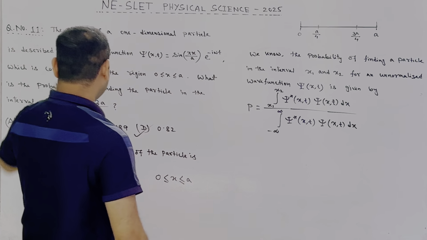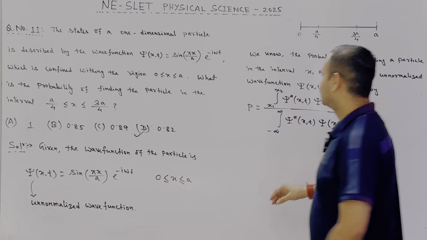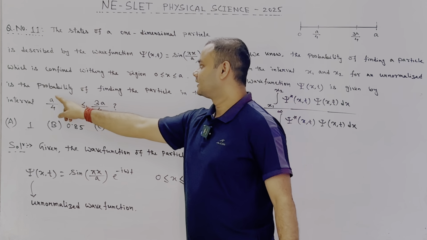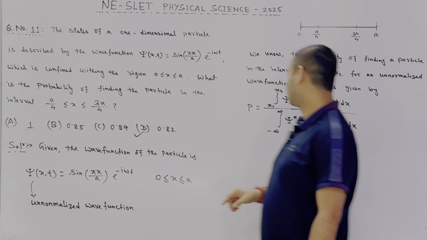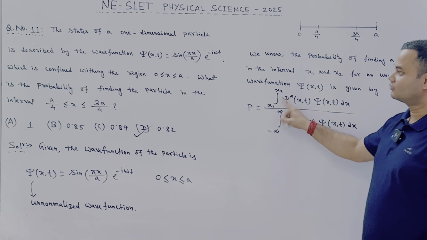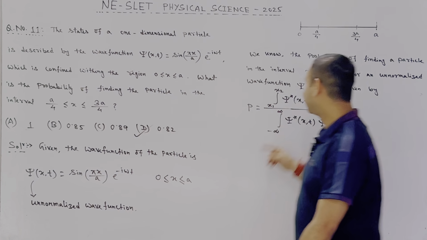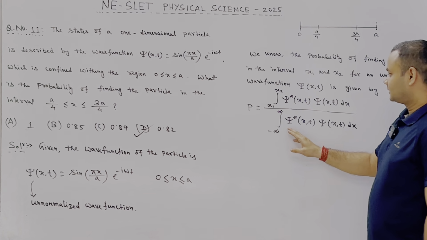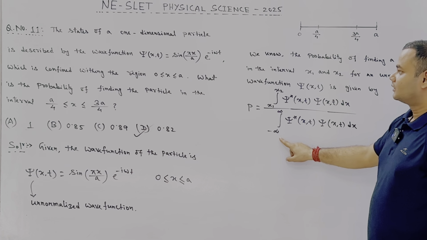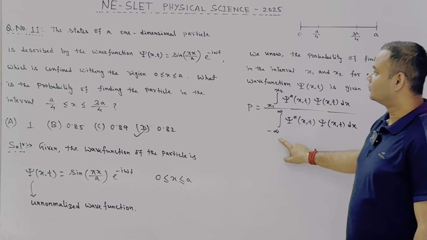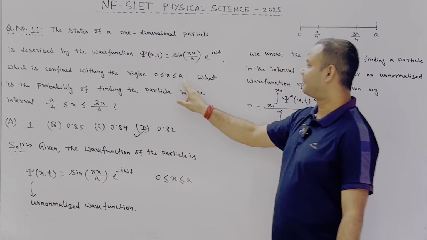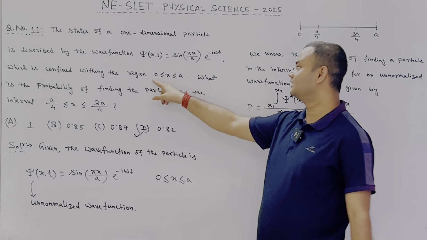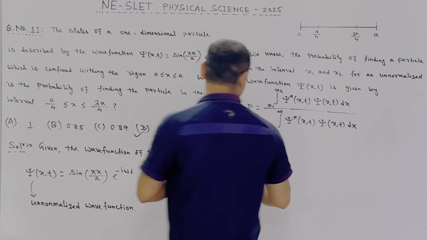But according to this problem, we need to find out the probability of finding the particle in the interval a by 4 to 3a by 4. That means in this case x1 will be a by 4 and x2 will be 3a by 4. And in this case the lower limit will be 0 and the upper limit will be a, because the wave function is defined in the interval 0 to a. Okay, so let me write the statement.